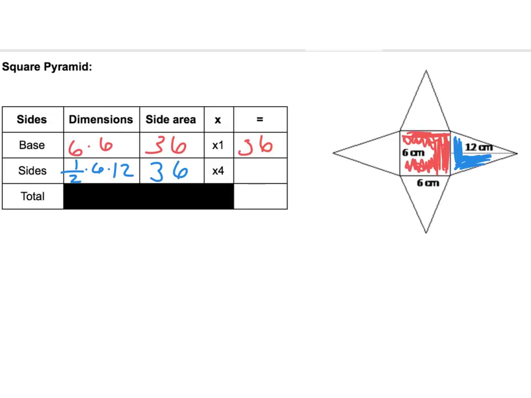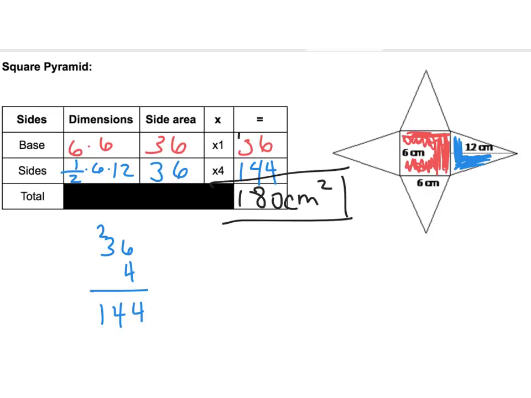Now because I have 4 of those, I'm going to do 36 times 4. 4 times 6 is 24. 4 times 3 is 12, plus 2 is 14. So that's 144 square centimeters. And when I add 36 to that, I have 6 plus 4 is 10. 1 plus 3 plus 4 is 8. And then 1 there makes 180 square centimeters for our surface area.